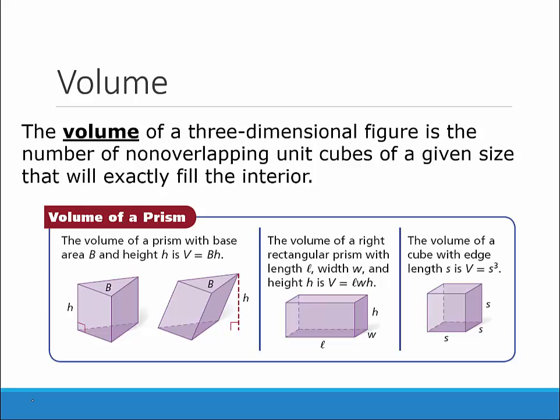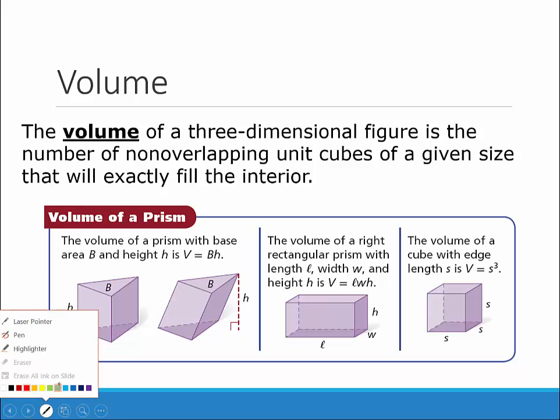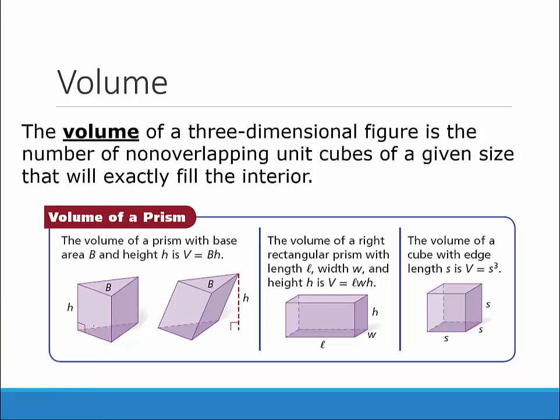So the volume of a prism is base times height. So you figure out the area of the base, and then you just multiply it by the height. Where before, remember for surface area, we had to find the perimeter of the base and multiply it by the height. This time, we just take the area.